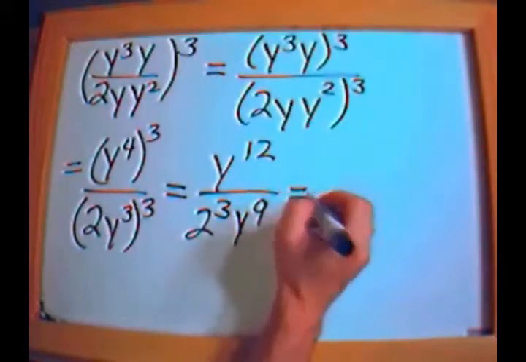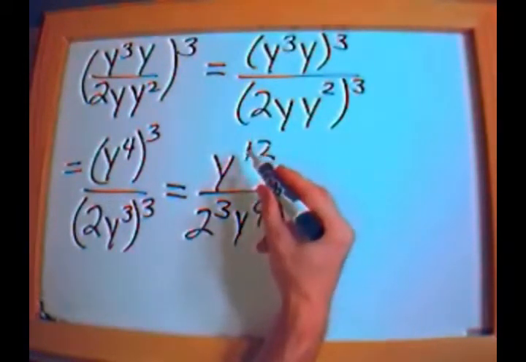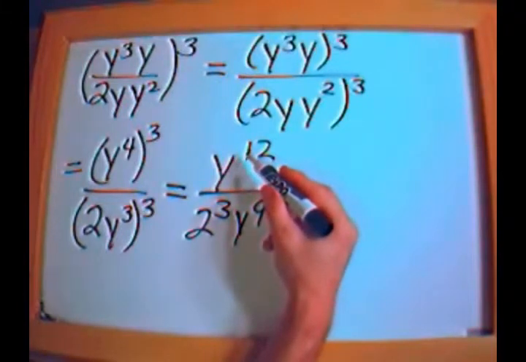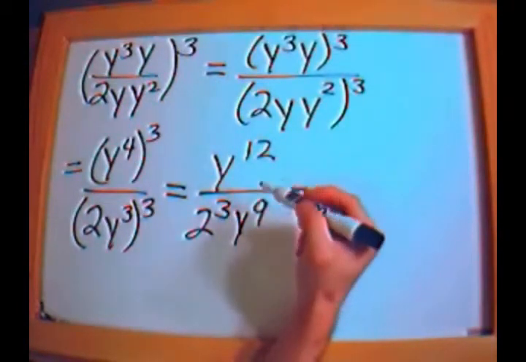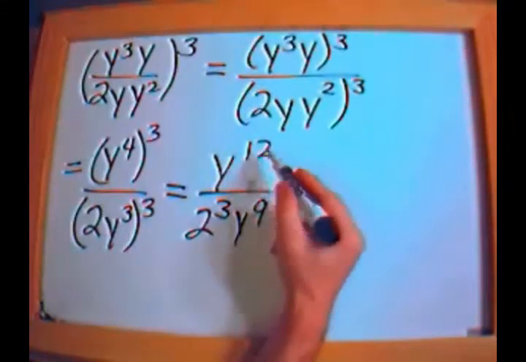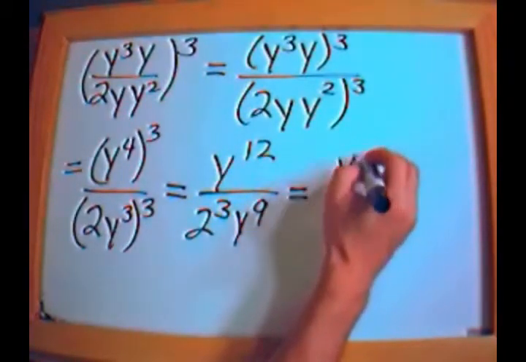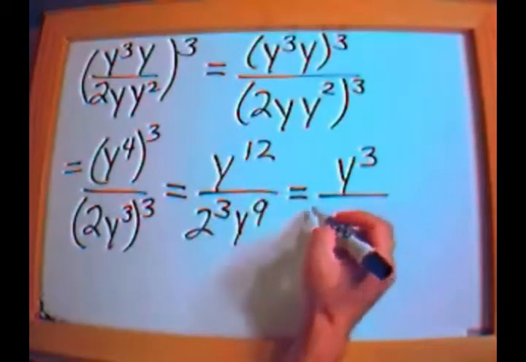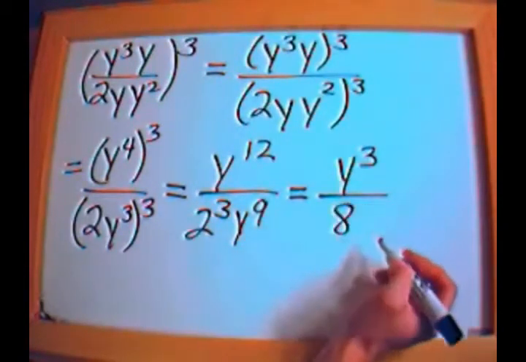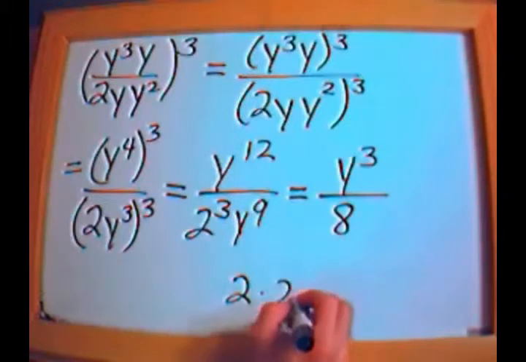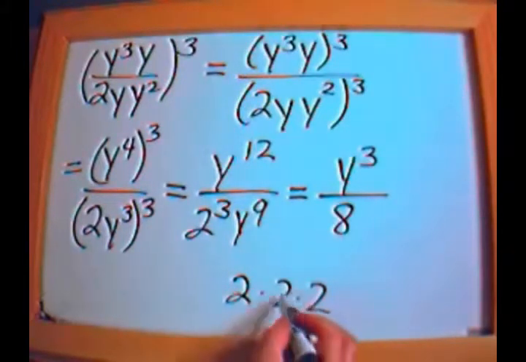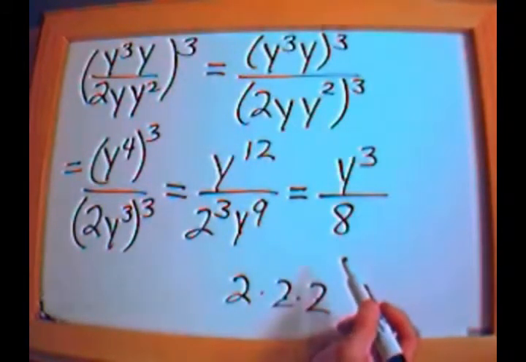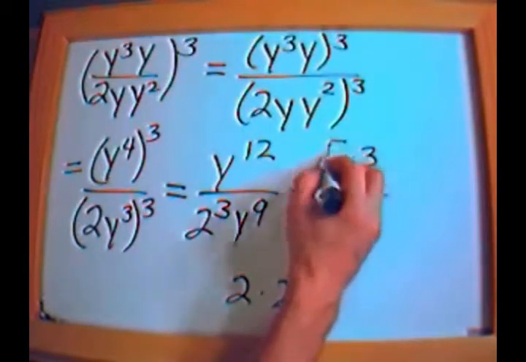Okay. Now, for the y's, I've got 12 y's on the top, and I've got 9 y's on the bottom. 12 minus 9 is 3, so I've got y to the 3rd power over, don't forget about your 2 to the 3rd, and if you multiply that out, that's 8, because 2 times 2 times 2, 2 times 2 is 4, 4 times 2 is 8, so I got 8. And that's the answer right here.